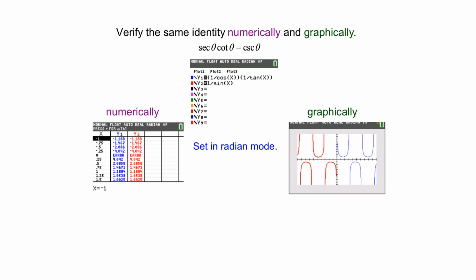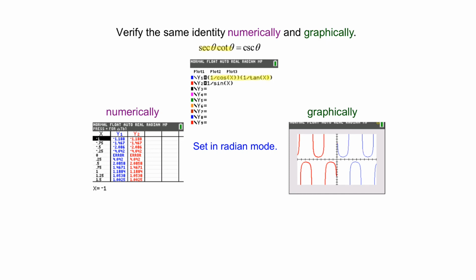Alright, and the last thing is, when we're doing identities and we're saying that two things are equivalent to each other, we can verify the same identity numerically and graphically. And we've done this before with other things. So secant of theta times cotangent of theta is equal to cosecant of theta. So we plug in secant of theta times cotangent of theta, but we have to do it in terms of sine and cosine. So that's the top equation.